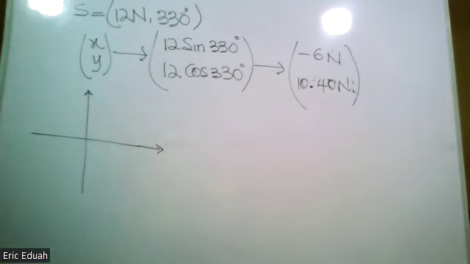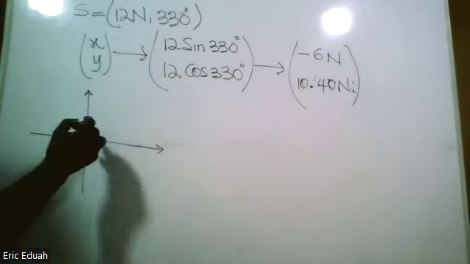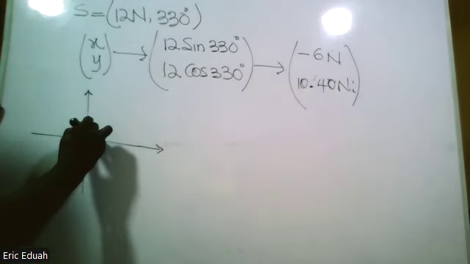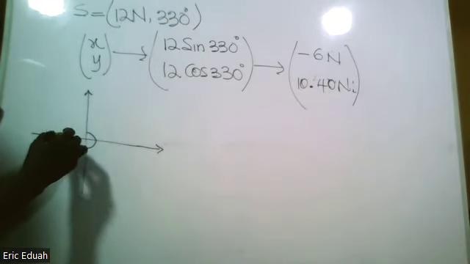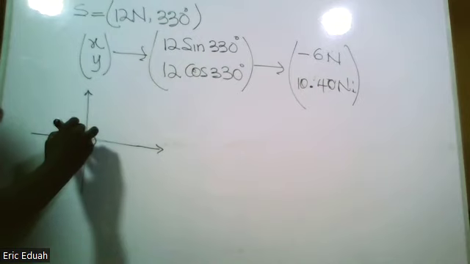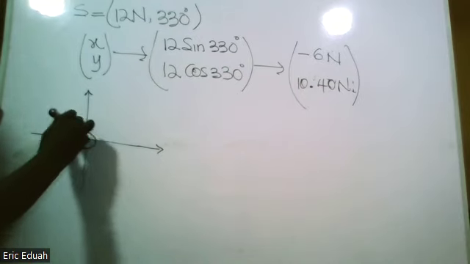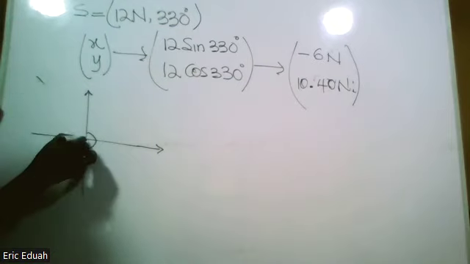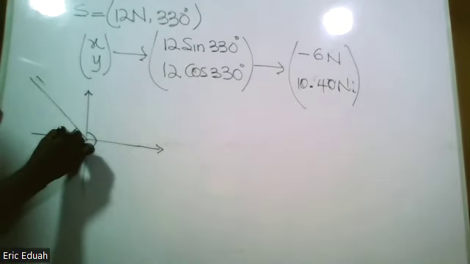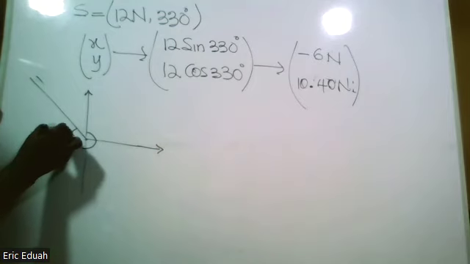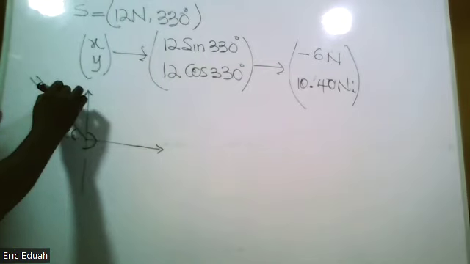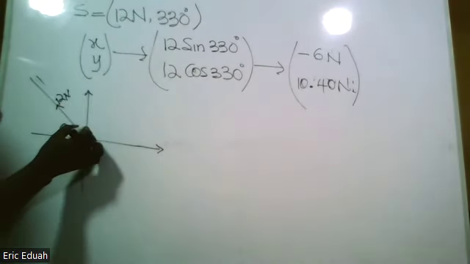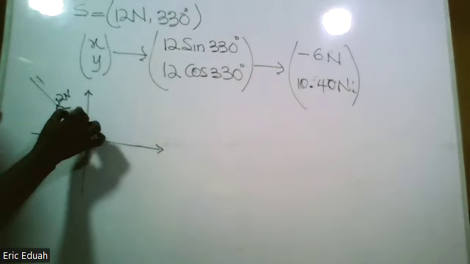In bearings, angular measurement is taken from the north in a clockwise direction. So the whole of this is 270. I must add 60 degrees from the X axis to get, so this is 60 degrees. And this is also 30 degrees.